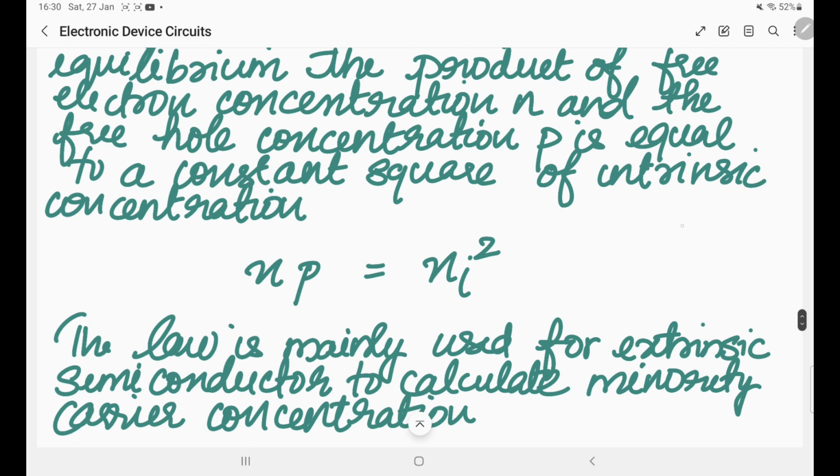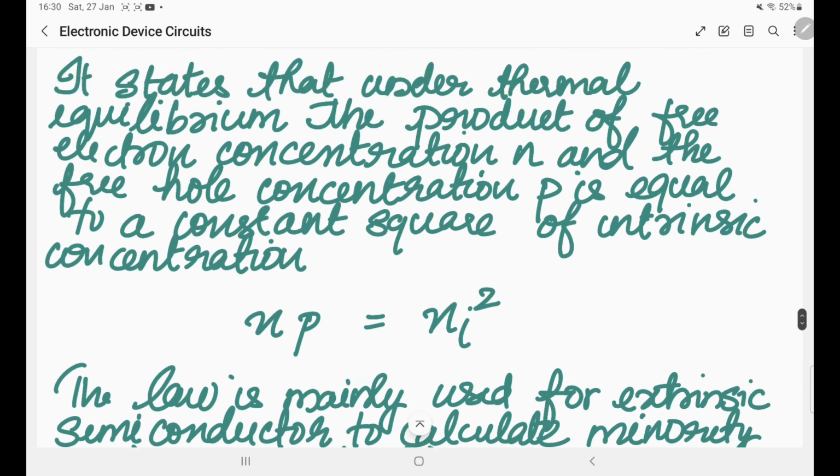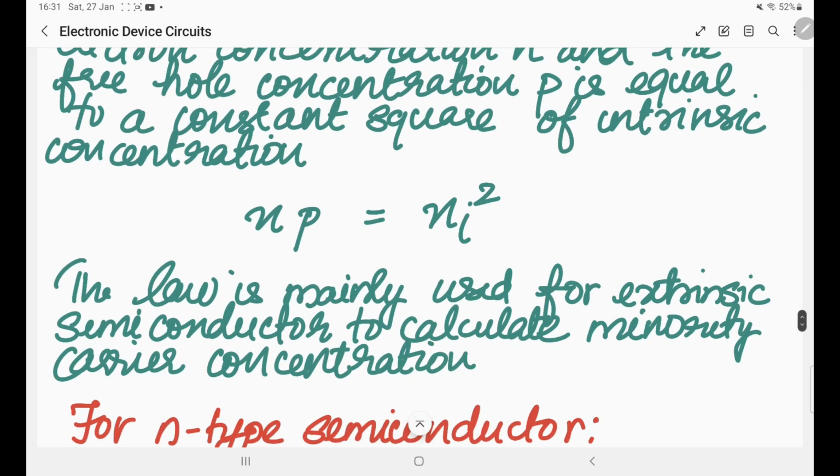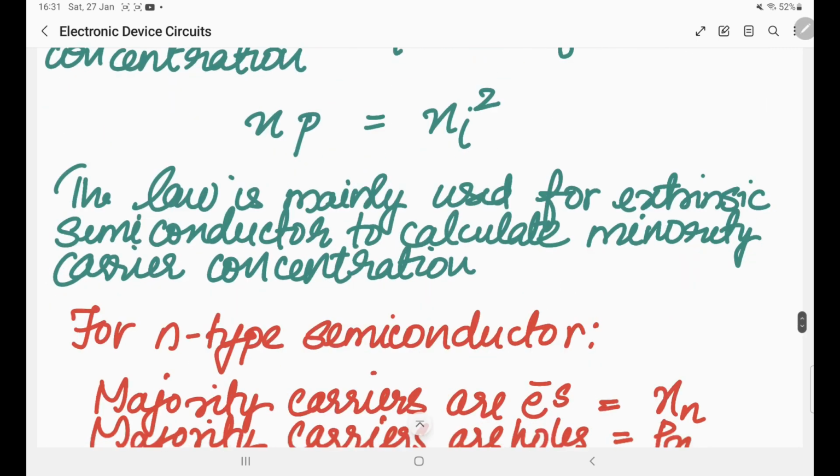So what is it? The product of the free electron concentration n and the free hole concentration p is equal to a constant, the square of the intrinsic concentration. That is, np is equal to ni square. This law is mainly used for extrinsic semiconductors to calculate the minority carrier concentration.